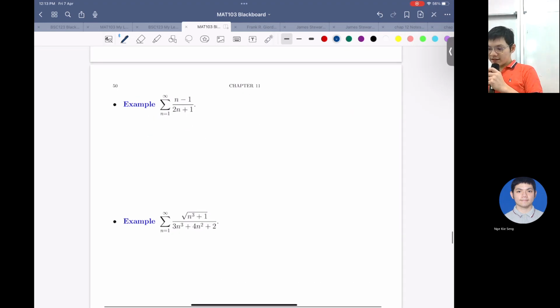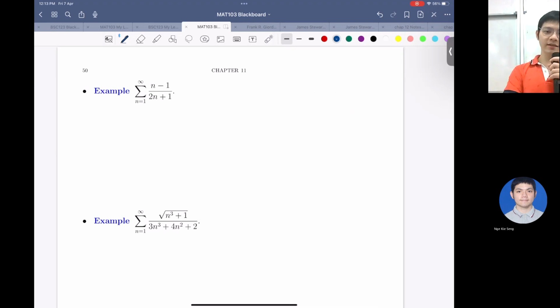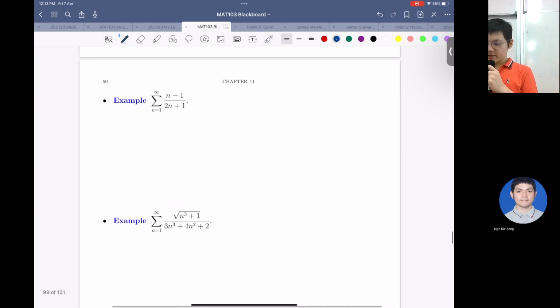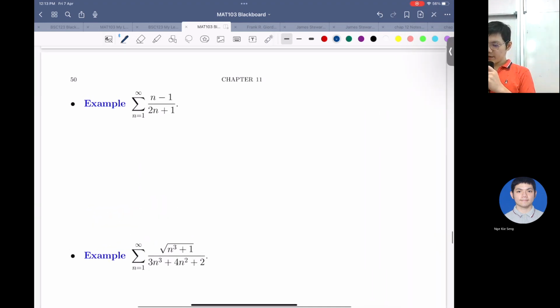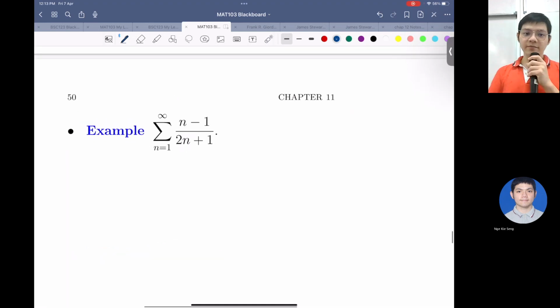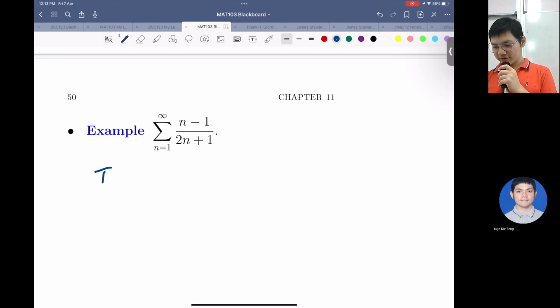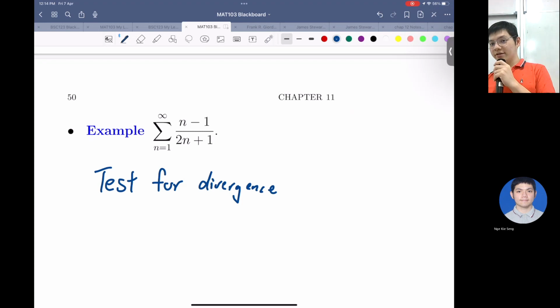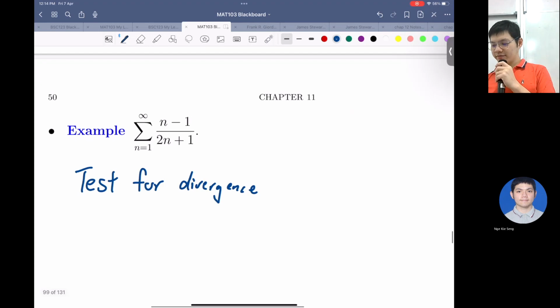Should we quickly decide what test you want to use for these different series and then try and do it at home? For example, the first example here, what test do you want to use? Test of divergence, sure, you can use the test of divergence. Is the ratio test good or not?